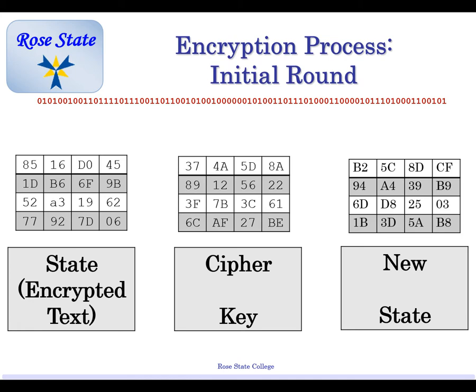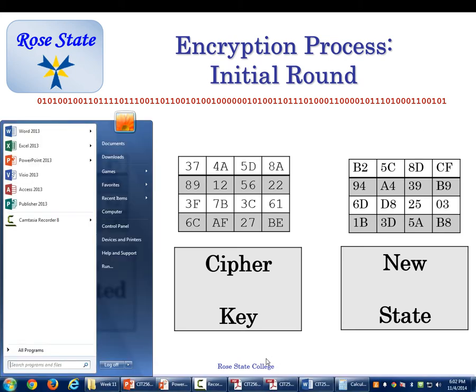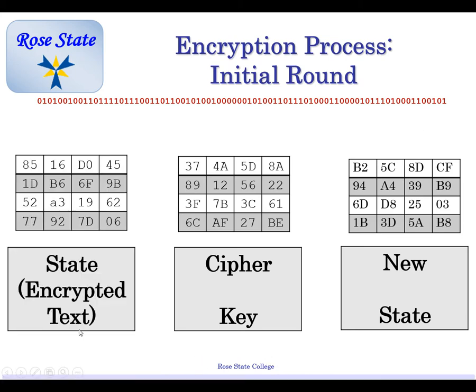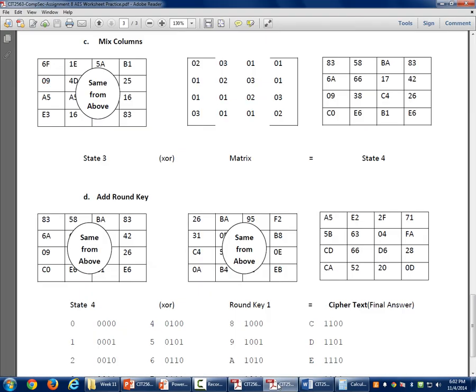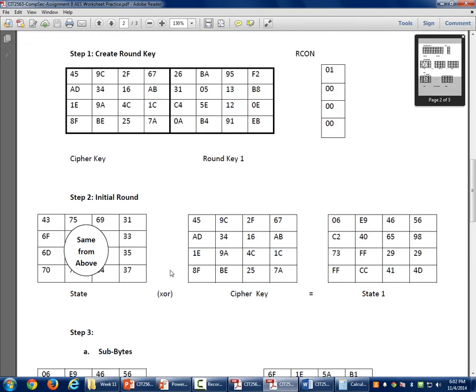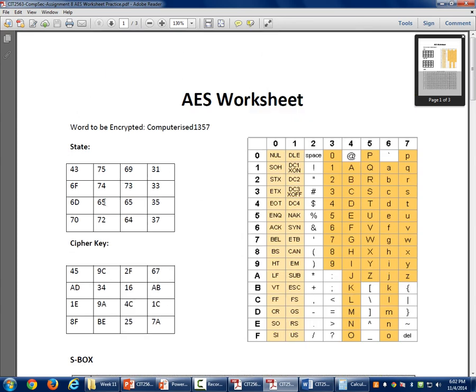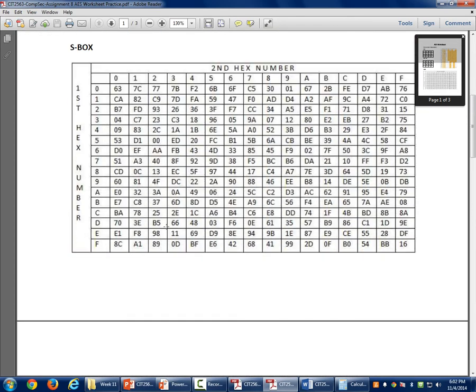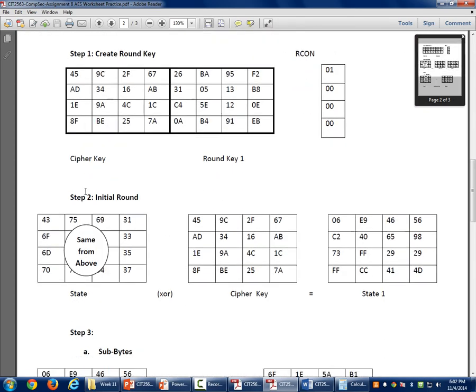Okay? And actually, if you want to verify, that's that first part. So right here, it's the state. And if you look at this, you see we actually took this encrypted, computerized 1357 and made this block out of it. And that actually becomes this one right here. So that's the one we're working with now. Okay, we just got done doing this whole round key section. So now we're working on that one. Okay, so let's go back down.